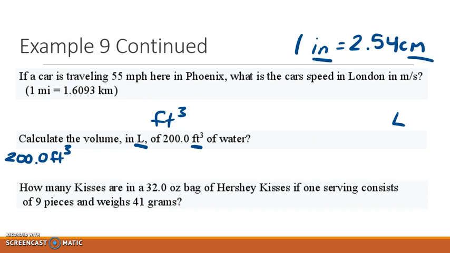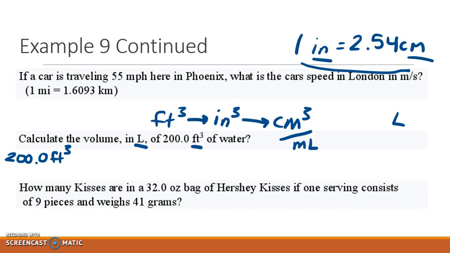But the key thing is I could get from feet cubed to inches cubed. Once I'm in inches cubed, I can then get to centimeters cubed, because centimeters cubed and inches cubed, we can use this conversion right up here as the basis of that. Once you're in centimeters cubed, you can make the connection that centimeters cubed is the same thing as milliliters. They are the exact same unit. So once you're in centimeters cubed, you can then get from milliliters to liters because, like I said, centimeters cubed and milliliters is the exact same thing.